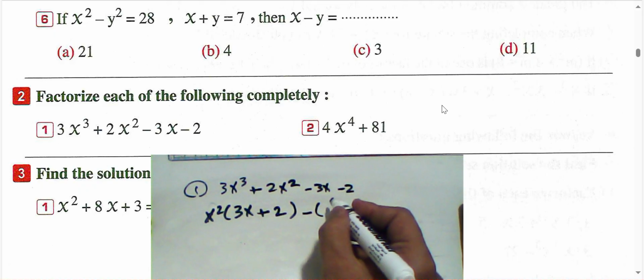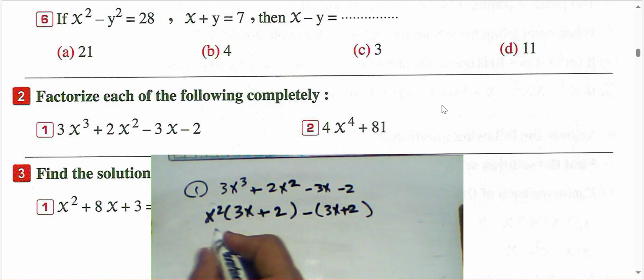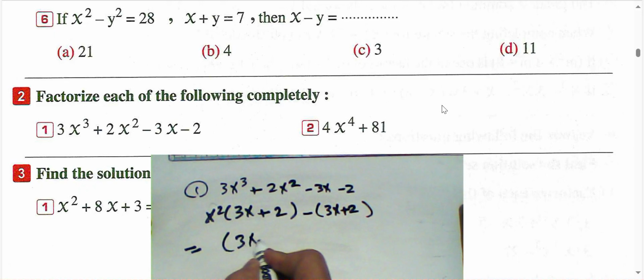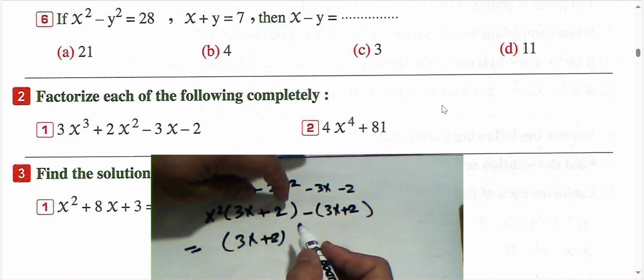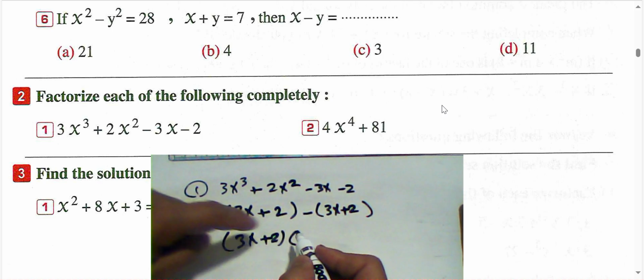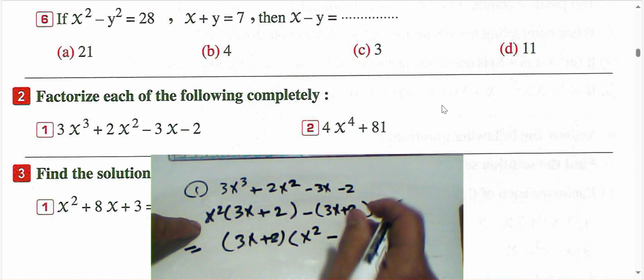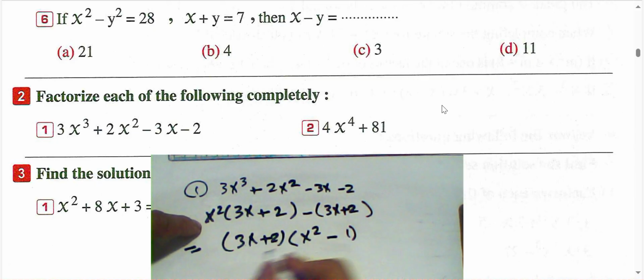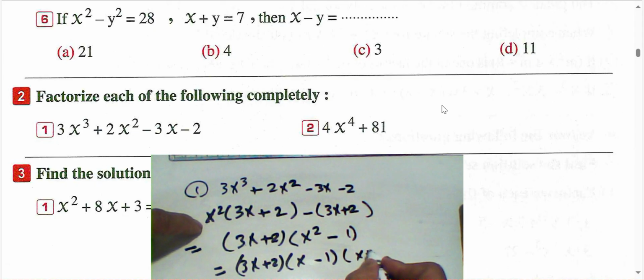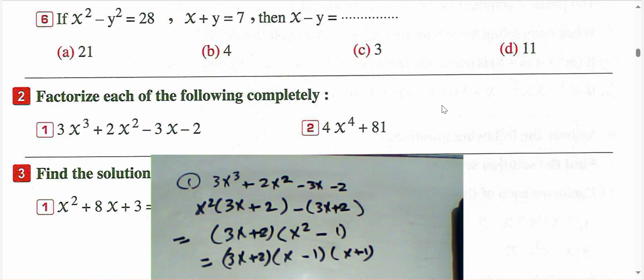Then divided by negative 1 here, it will be 3x plus 2. And we have 3x plus 2 in the brackets. It's repeating. This term divided by 3x plus 2 will be x power 2, and this expression divided by itself will be 1. And then you can complete here 3x plus 2 product by x minus 1 times x plus 1. Okay.